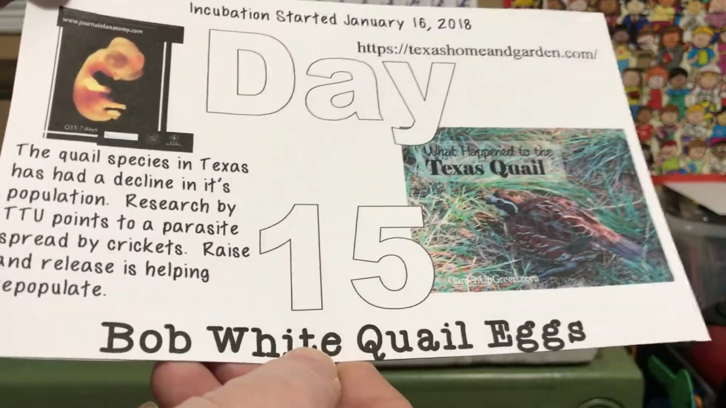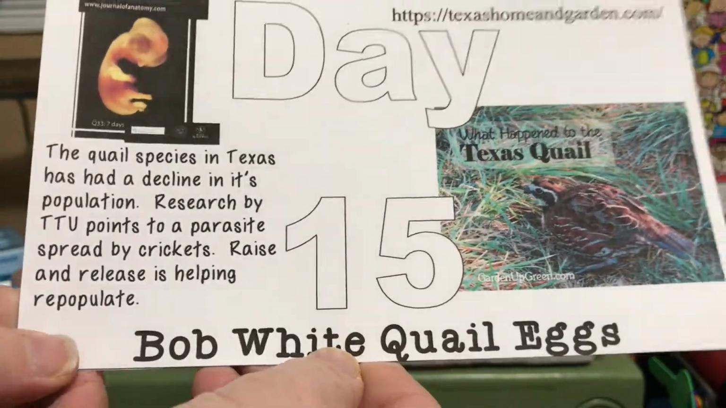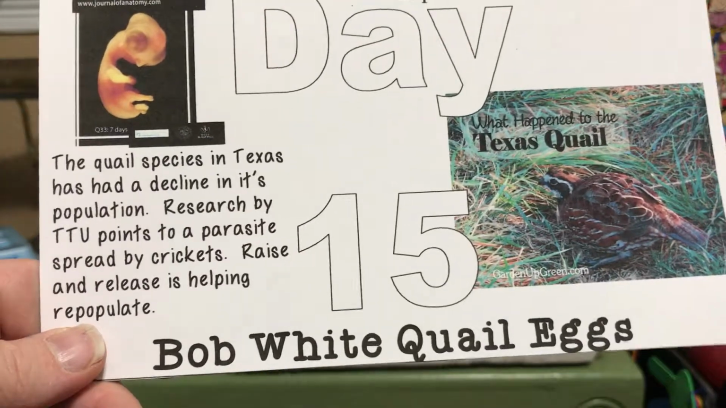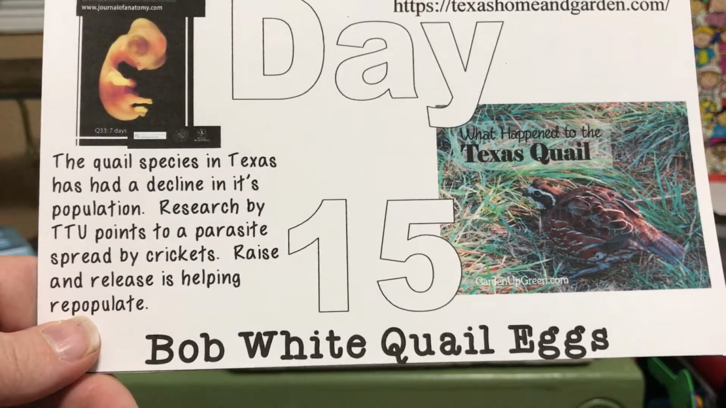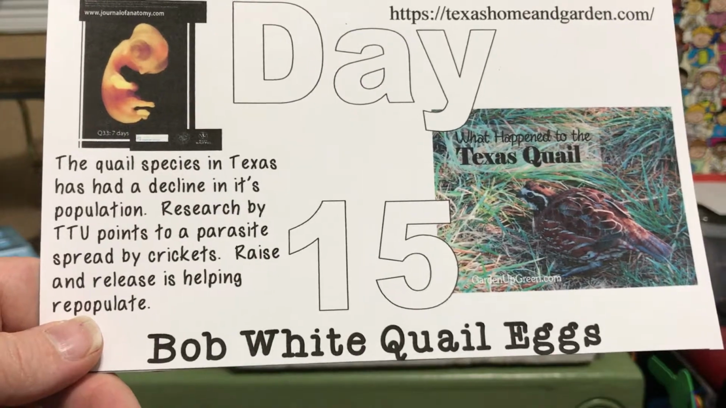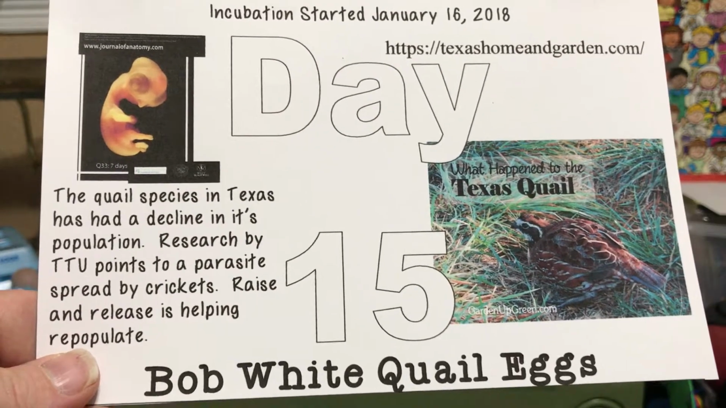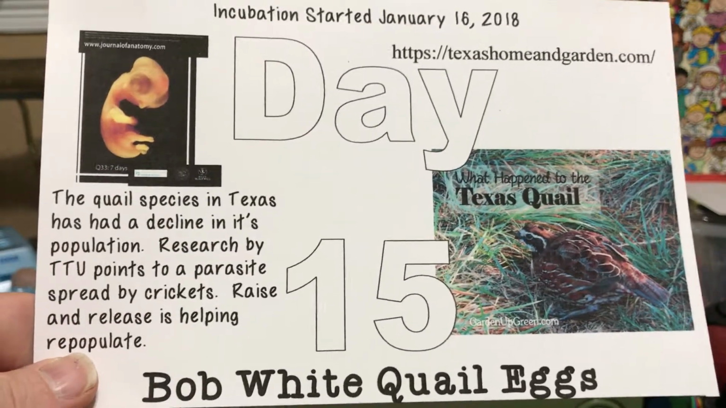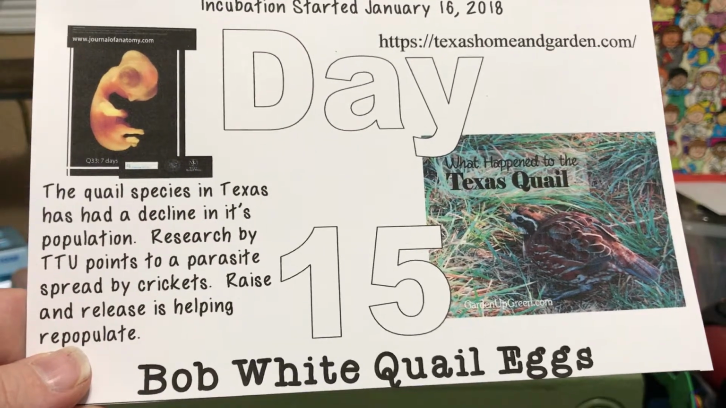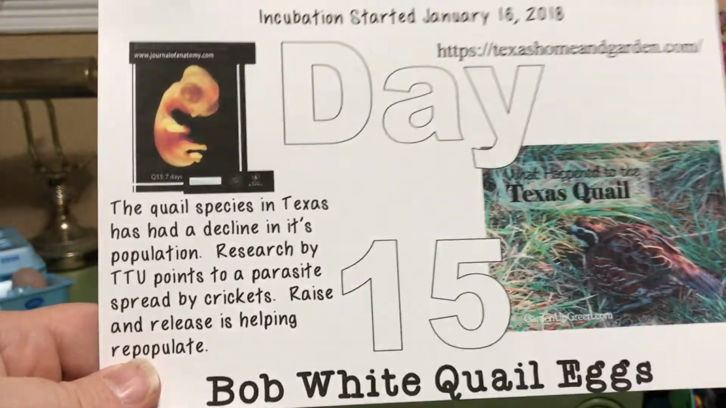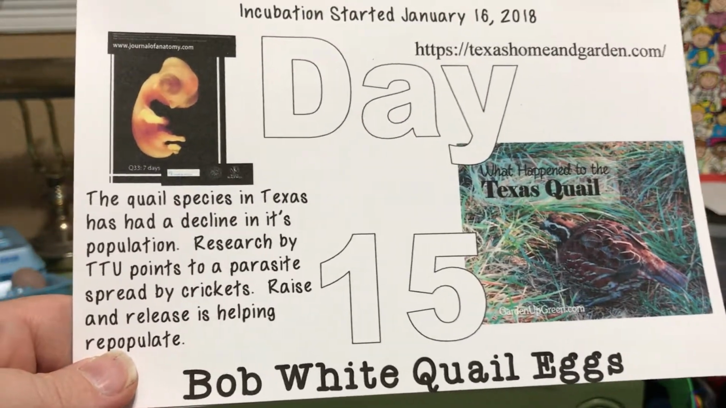There's a lot of speculation on why the increase in the parasite, but since quail live on the ground, the cricket can carry the parasite, the quail can eat the parasite, and then it will be infected and the quail can't survive it or reproduce after it. So that's one possibility, but we definitely know that over the last 20 years or so there has been a major decline in bobwhite quail in Texas.